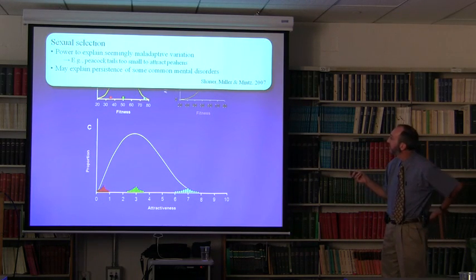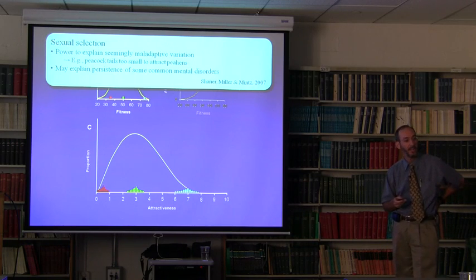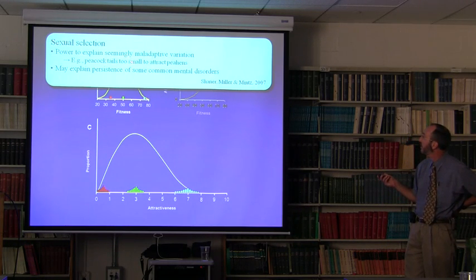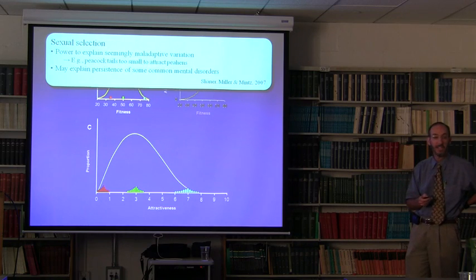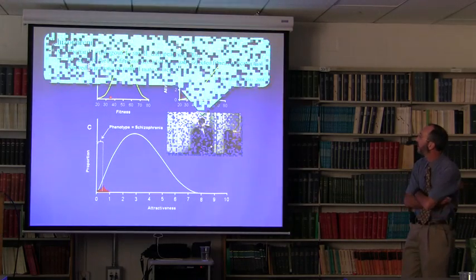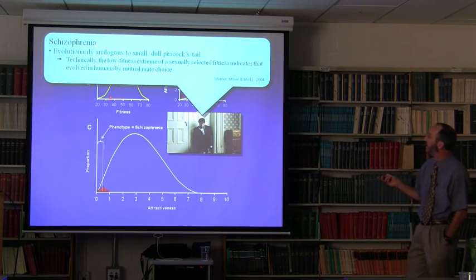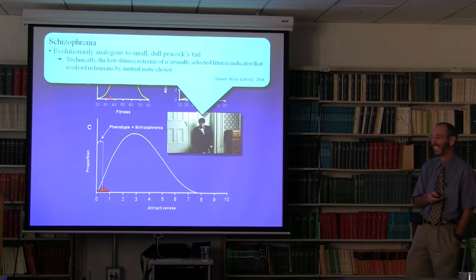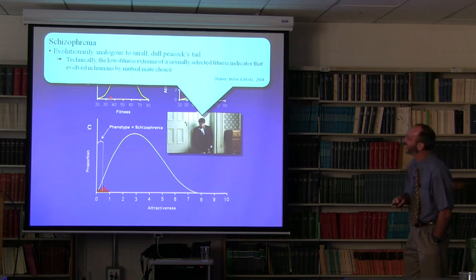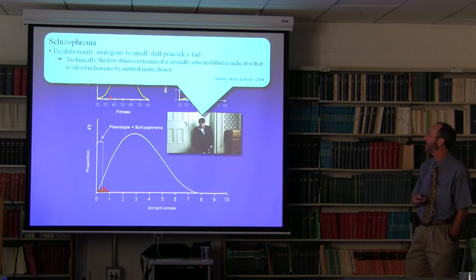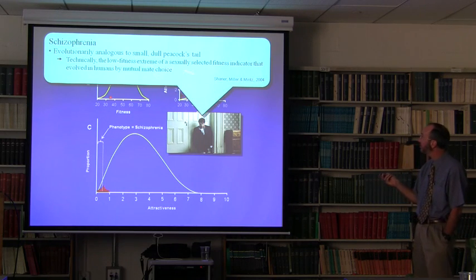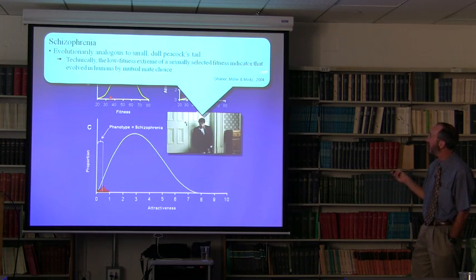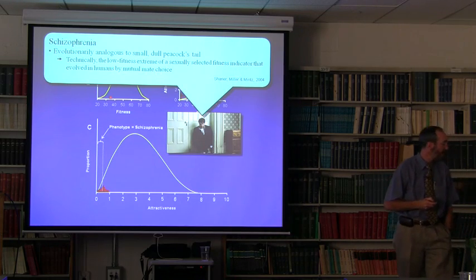We've argued previously that the power of sexual selection to explain maladaptive traits, such as tails too small to attract peahens, could also explain the persistence of some common mental disorders. For example, we argued that schizophrenia, this is going to be quite relevant to the rest of my talk, may be evolutionarily analogous to a small, dull peacock's tail, or technically that it's the low fitness extreme of a sexually selected fitness indicator that evolved in humans by mutual mate choice.